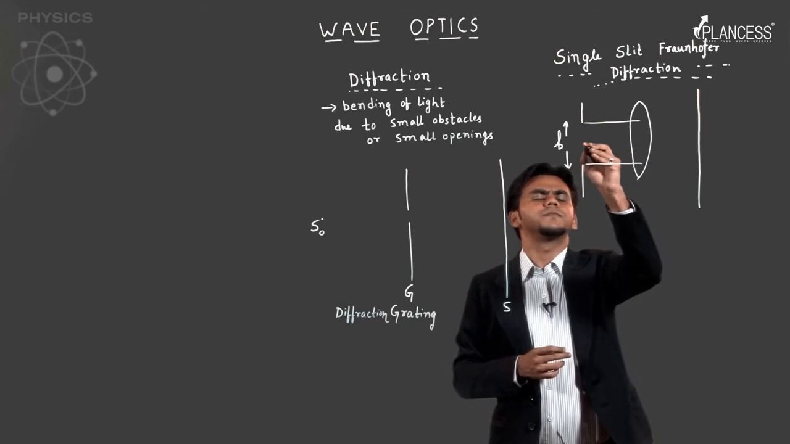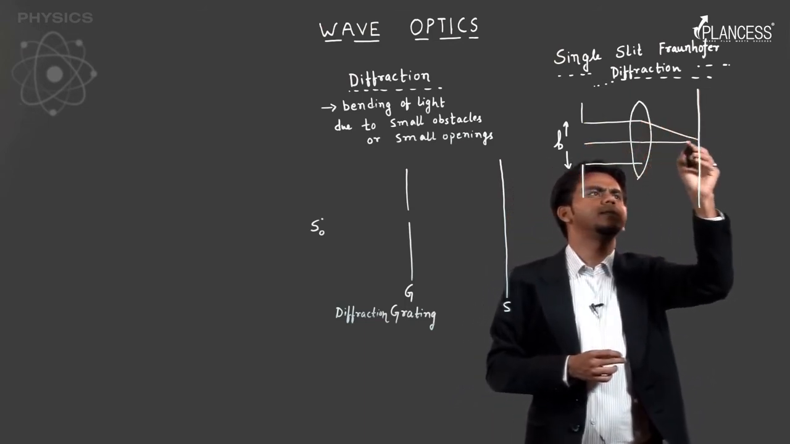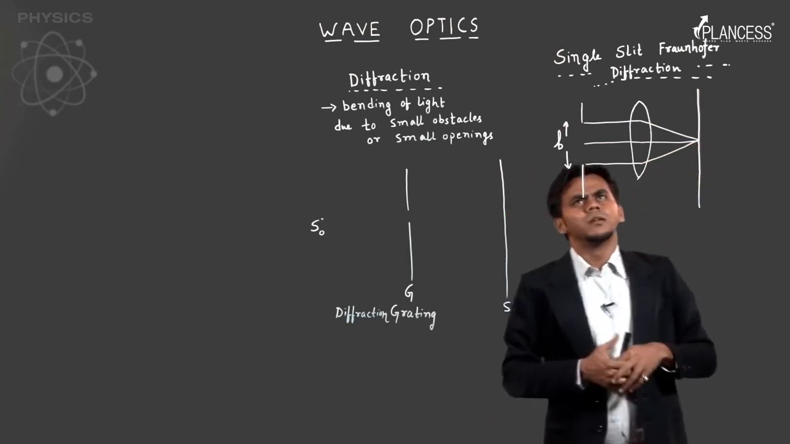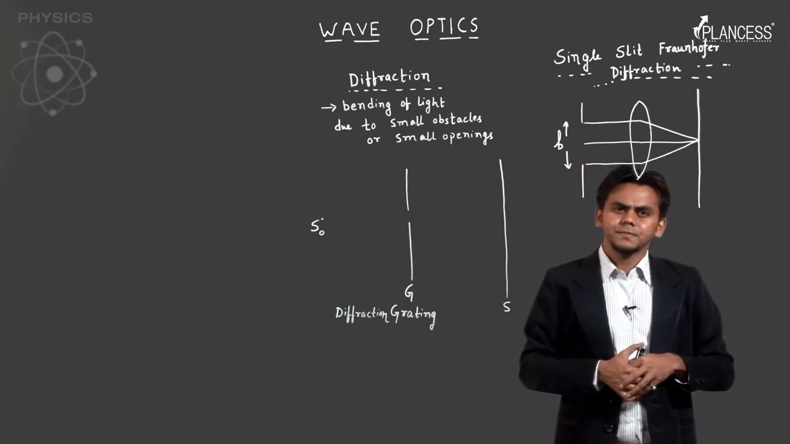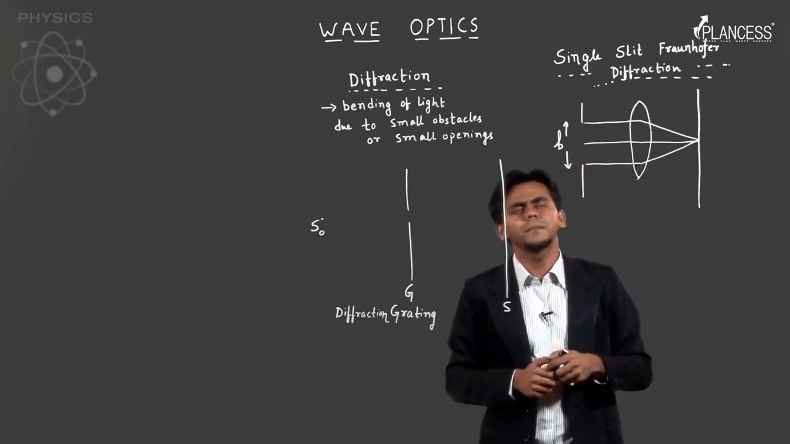converging lens, then they would all converge to the central point. It would be a maxima. But let's say they're not converging at the central point. And why that would happen?